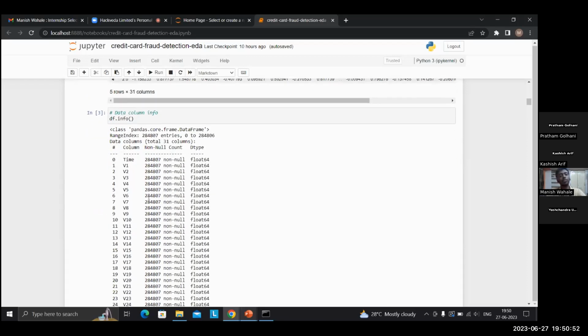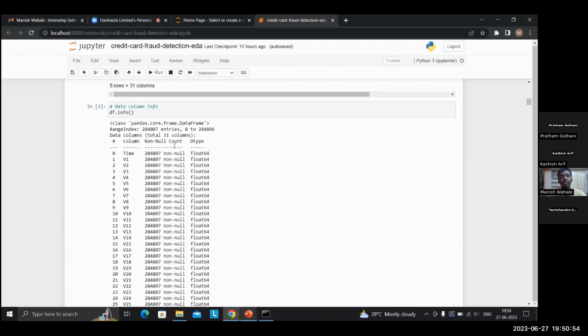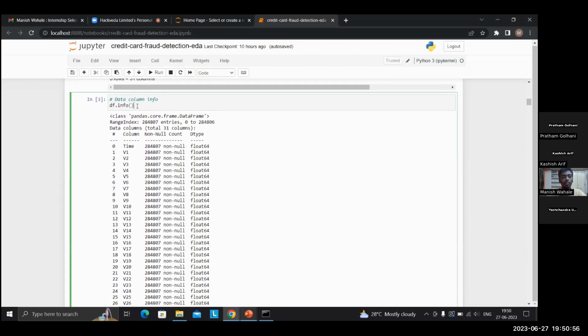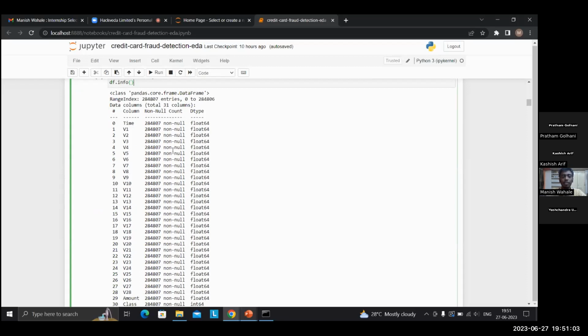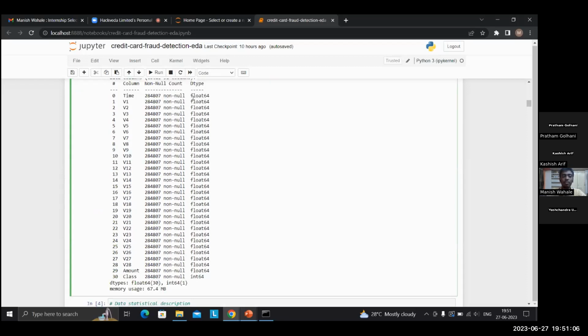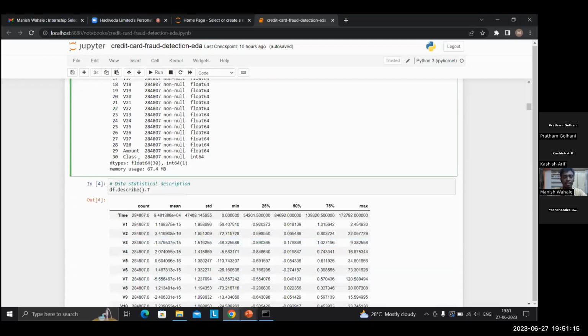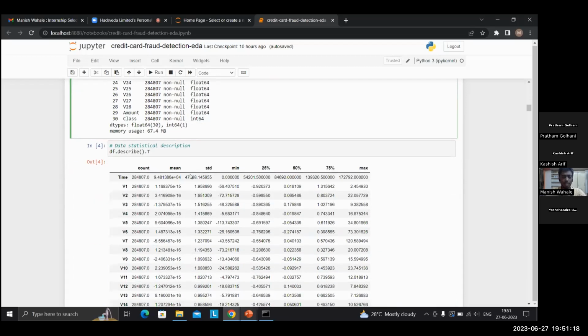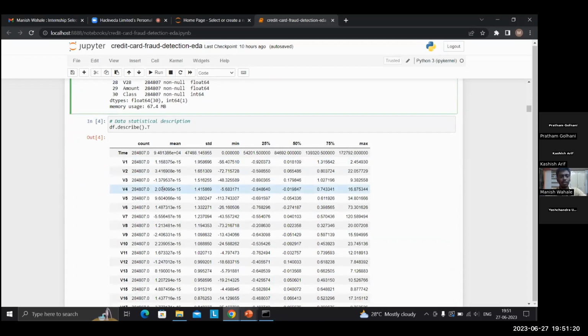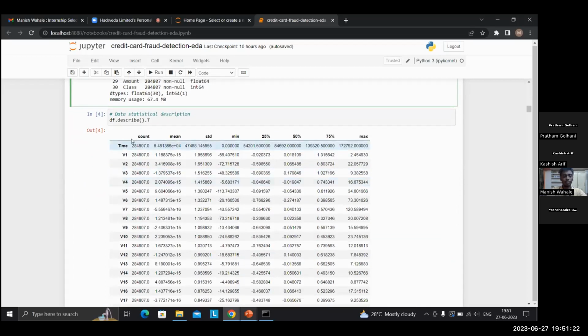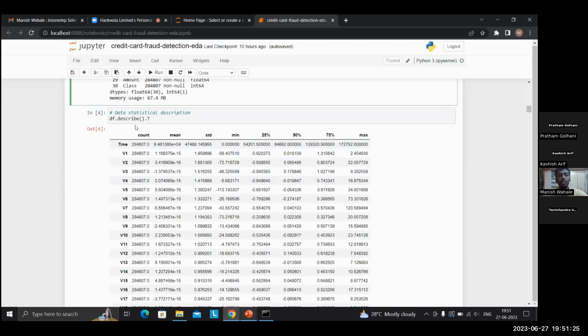Then we'll see the data info. After running this code, you can see that there are 284,807 entries in our data, and the features present are all numerical. All of the features are float64, only one is int64, which is also numerical, and the data memory is 67.4 MB. This is actually of no use for our task, but it is useful for the metadata itself.